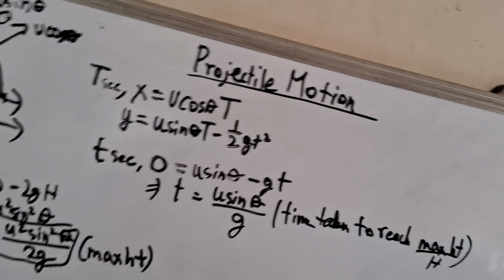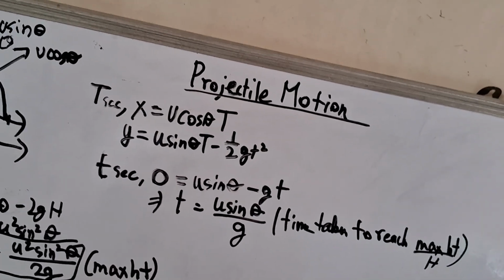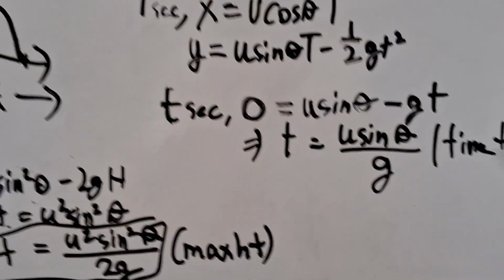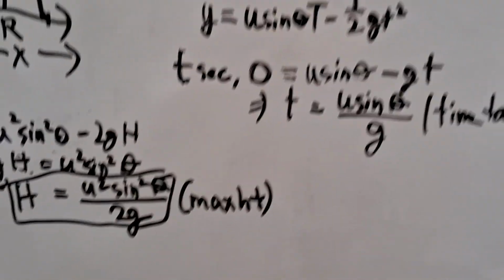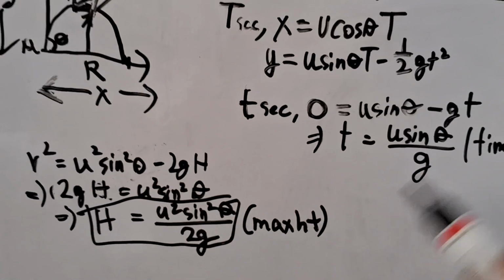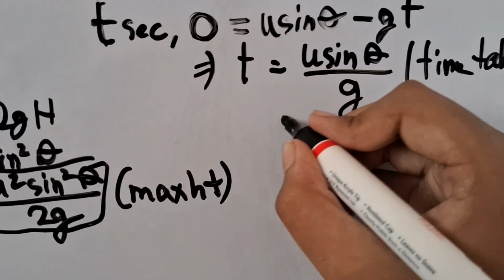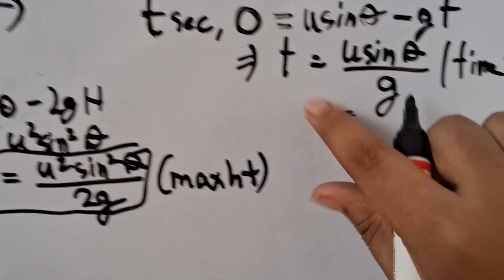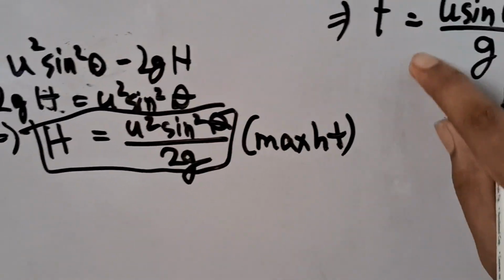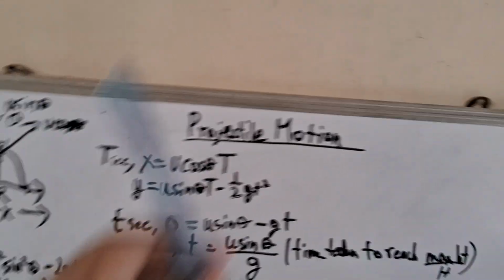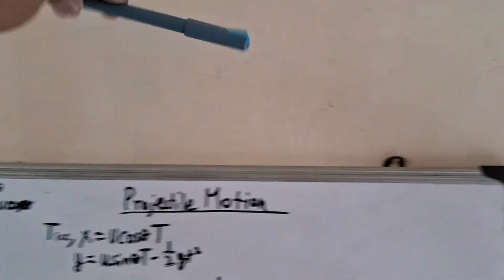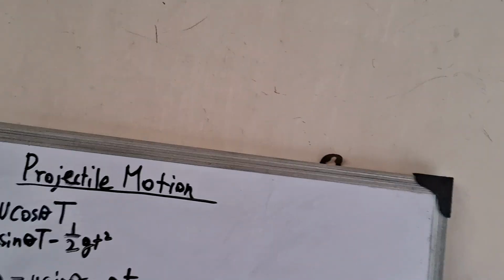Also, let's do something. We know this t. Can we find the total time of the journey? Of course. Let's multiply this by 2. Did you understand? Why? I'm throwing this pen. It's taking some time to go here. Again, taking the same time to come back. Let's prove it to you.